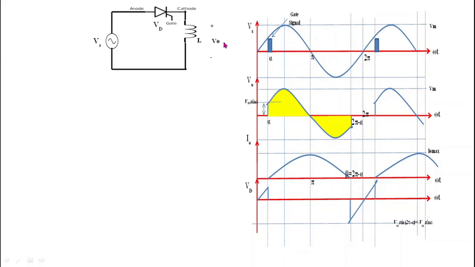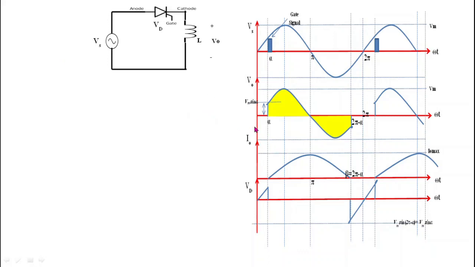Here the load is inductive and we get output voltage V0 across this load. This thyristor is connected in series with this inductor L, and this whole circuit is supplied with source voltage Vs. Here Vs is equal to Vm sin omega t, and this is the waveform of Vs. Here the thyristor is fired at an angle alpha. So we will study the operation of this circuit in three angular slots.